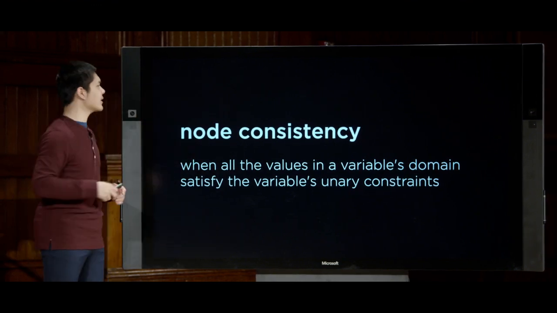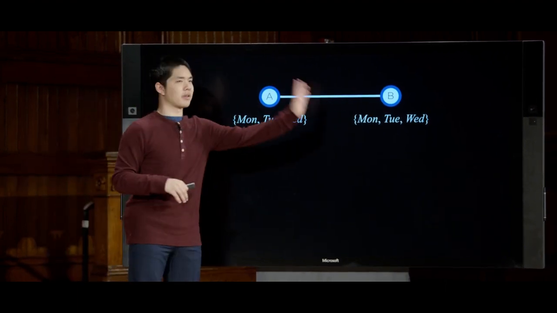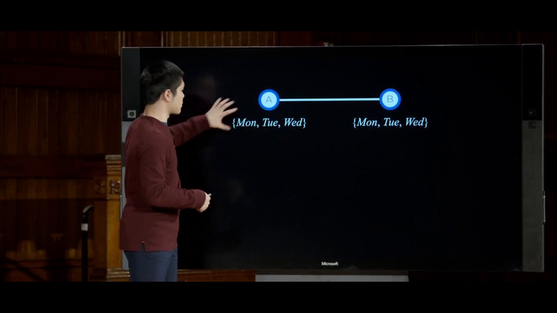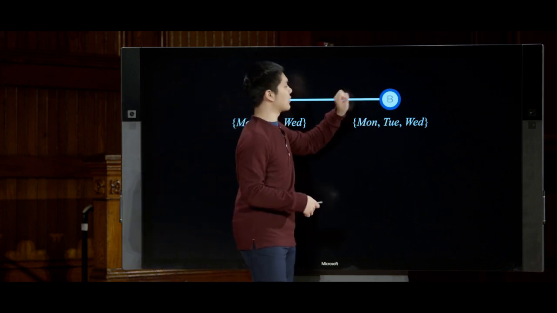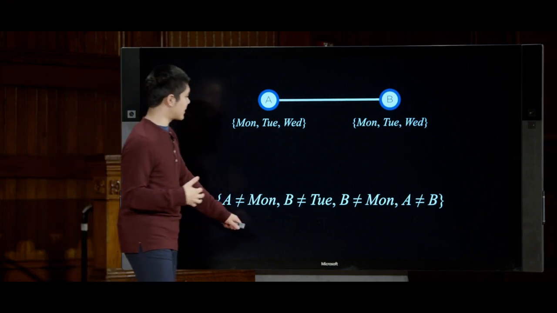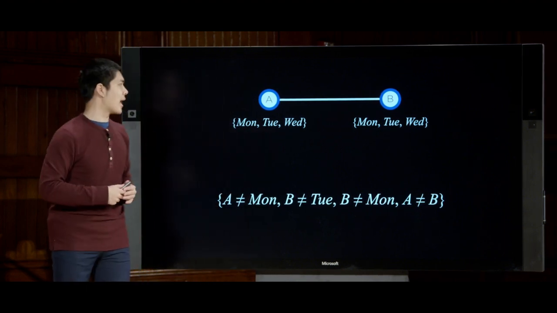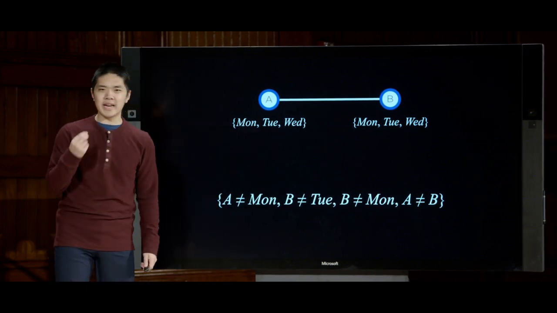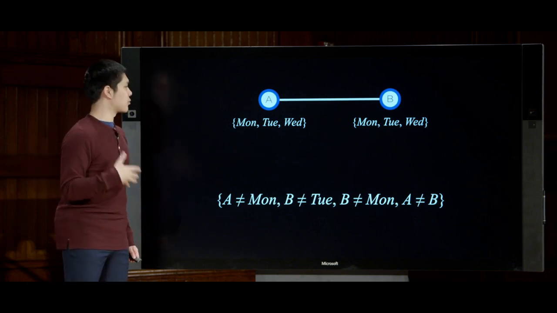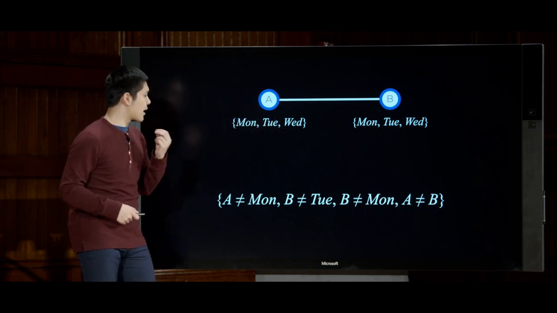So what does that actually look like? Let's look at now a simplified example where instead of having a whole bunch of different classes, we just have two classes, A and B, each of which has an exam on either Monday or Tuesday or Wednesday. So this is the domain for the variable A, and this is the domain for the variable B. And now let's imagine we have these constraints. A not equal to Monday, B not equal to Tuesday, B not equal to Monday, A not equal to B. So those are the constraints that we have on this particular problem. And what we can now try to do is enforce node consistency. And node consistency just means we make sure that all of the values for any variable's domain satisfy its unary constraints.